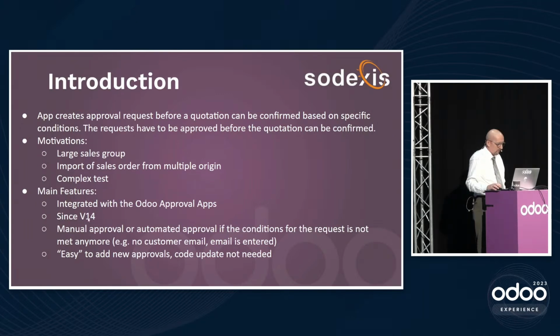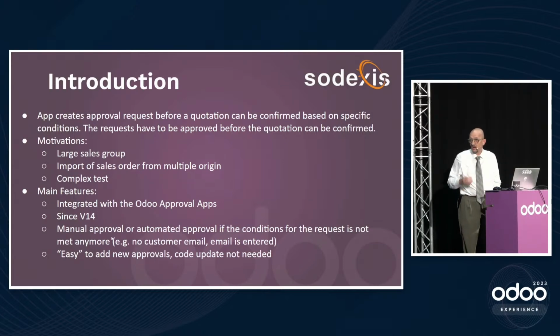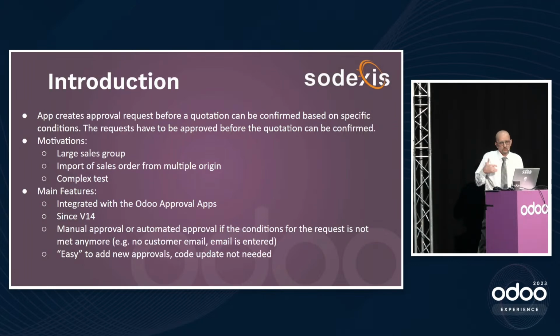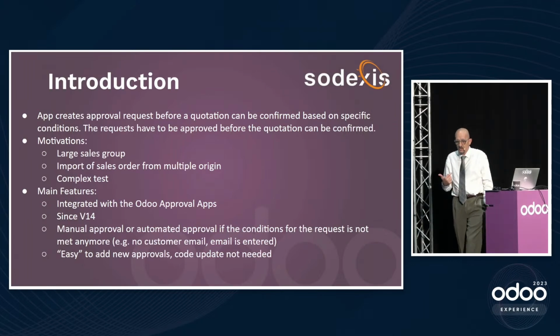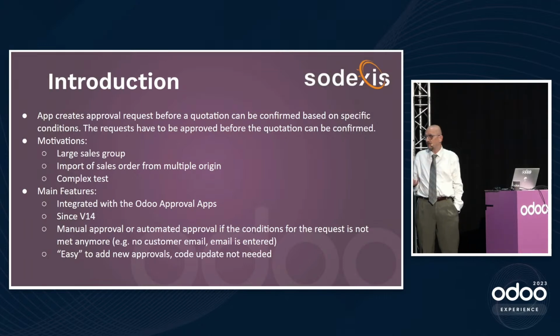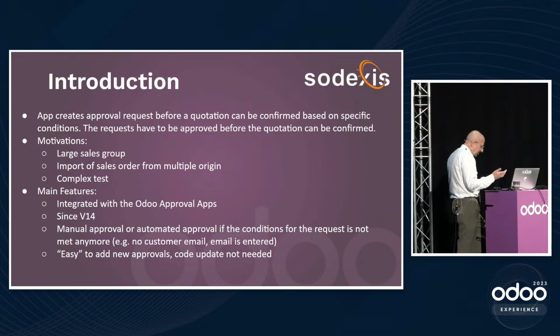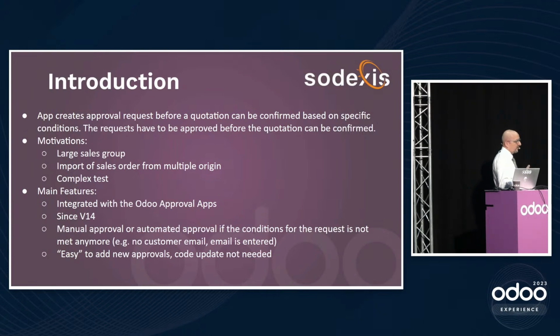We have had the app since version 14, and I'll show you during the demo that a manual approval is possible, or there's also a process to automatically manage the approval request, okay? So we also have in the system, if for some reason the condition is not there anymore, the request is automatically approved, and actually the sales order is even confirmed automatically in that case, okay?